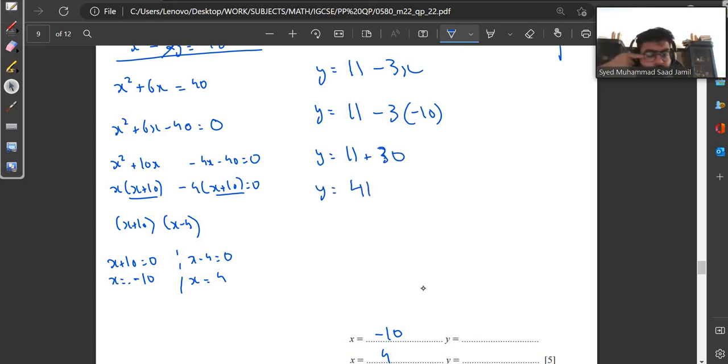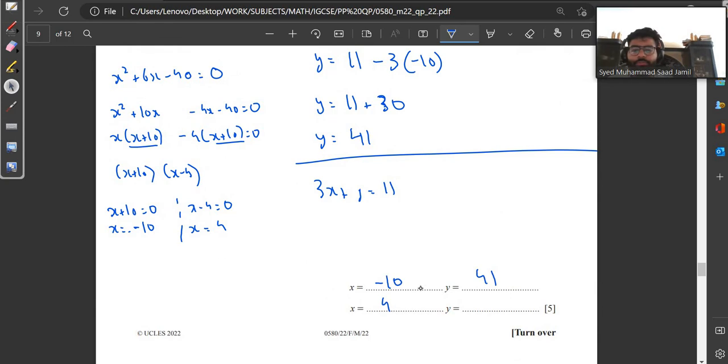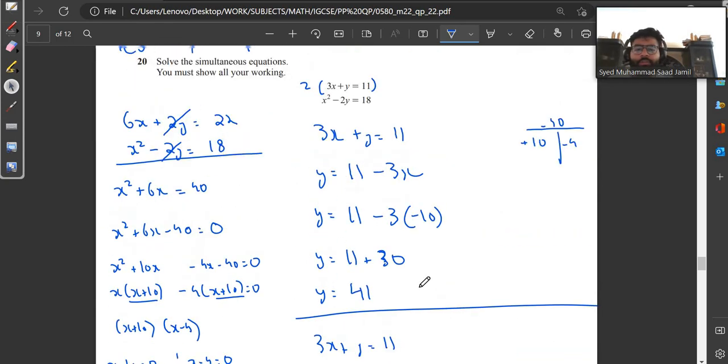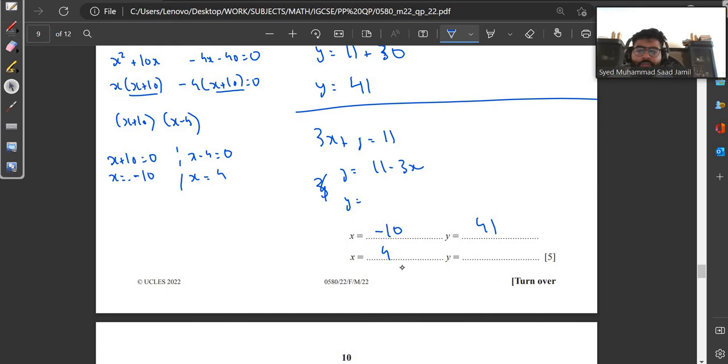So when the value of x is minus 10, y is 41, and I will do the same with the other value of x. 3x plus y is equal to 11, so y is equal to 11 minus 3x. Once again, y is equal to 11 minus 3, and instead of x I will just write the value of x, which is 4. y is equal to 11 minus 3 fours, which is 12. y is equal to minus 1. So hence you get two values.